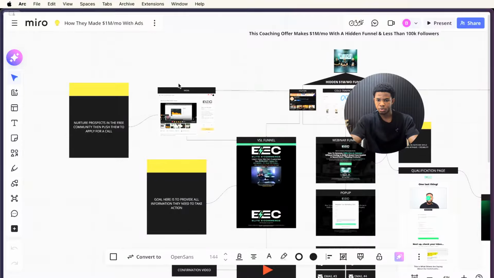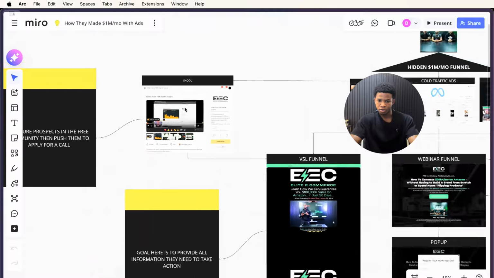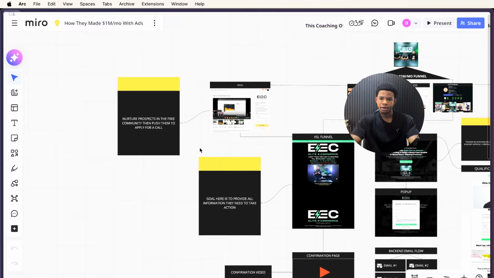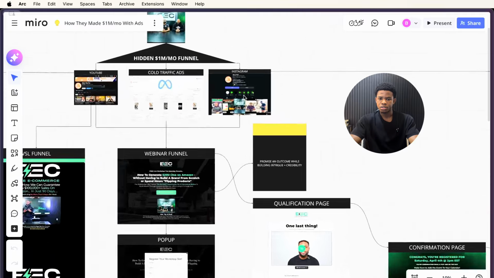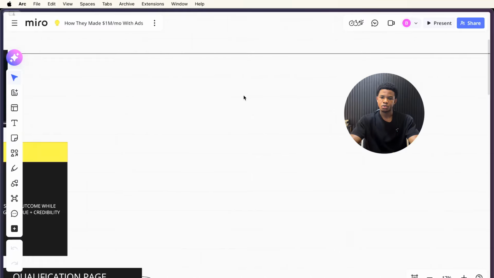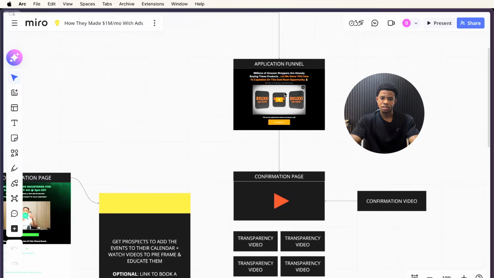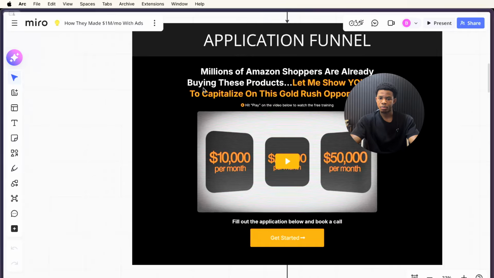And they also have the Skool community, which I broke down a while ago, just sending people back to the VSL funnel, as you can see here. And again, we have the Instagram here, which sends them to an application funnel, this funnel right here. It's basically the same thing, just a simple promise. Millions of Amazon shoppers are already buying these products. Let me show you how to capitalize on this gold rush opportunity.